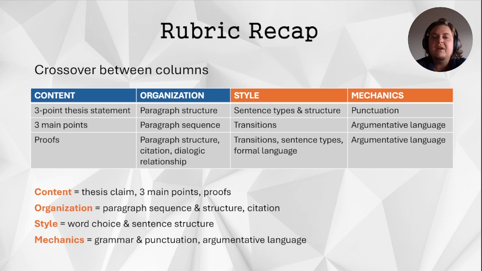That would be your paragraph sequence and paragraph structure. One element of paragraph structure is that you need to have a 3-point thesis statement at the end of your introduction. So that affects organization. It also affects your paragraph sequence because your 3 main points need to be stated in the same order as they're given in your body paragraphs. Then following that up, you have proofs, which is another aspect of paragraph structure, but that also has an impact on citation and the dialogic relationship with the prompt.